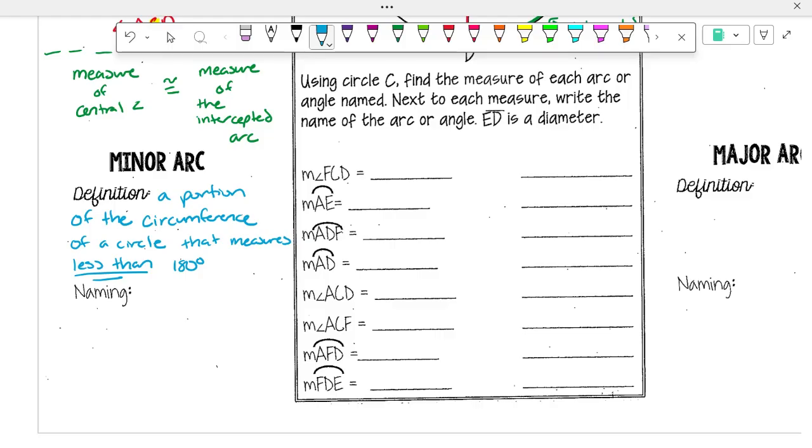Now, if I'm talking 180 degrees of a circle, how much of the circle is that? Half of it, because a circle adds up to 360. So it's less than half the circle. Now, when we name a minor arc, we name it using 2 points. Similar to a line, you name it using 2 points.